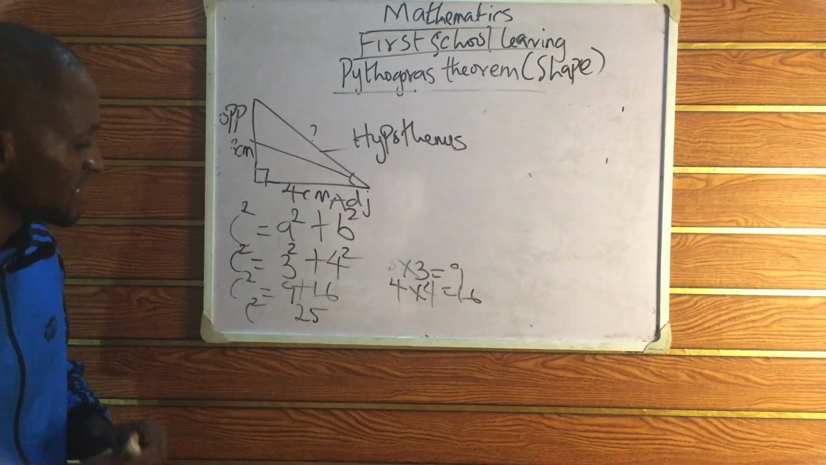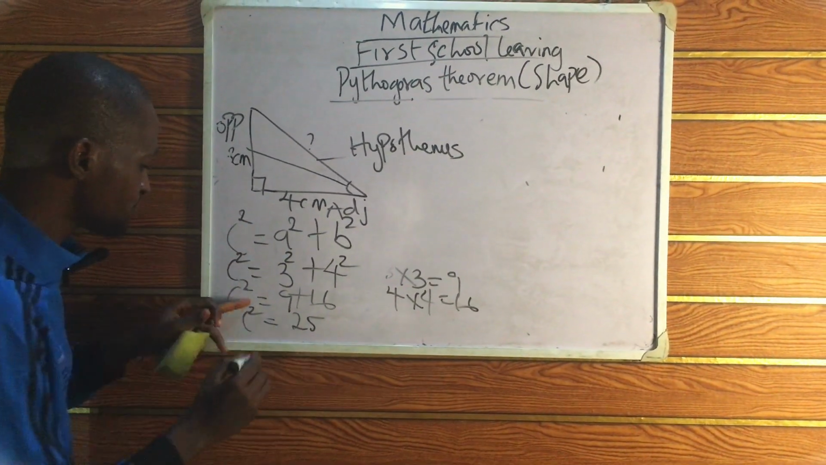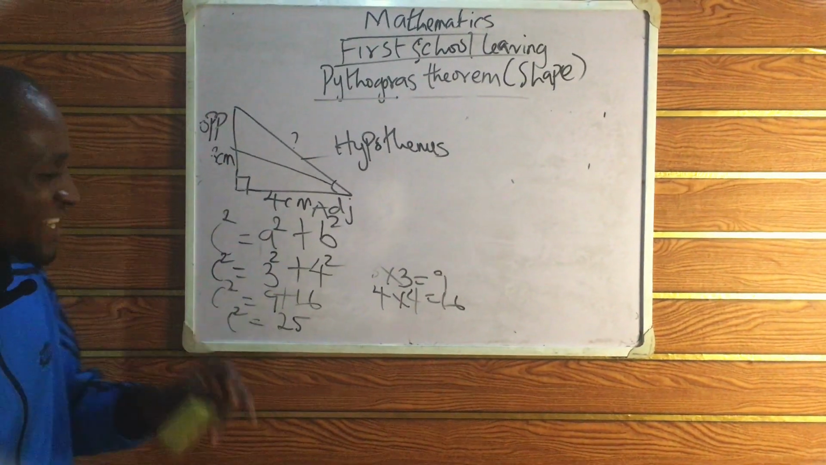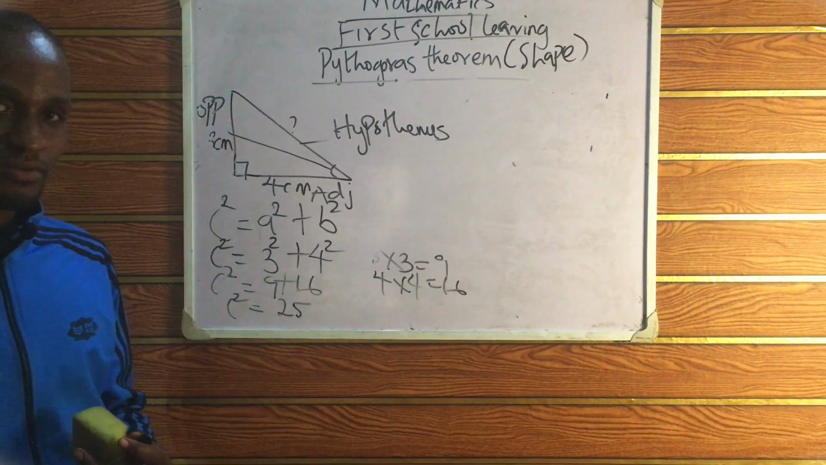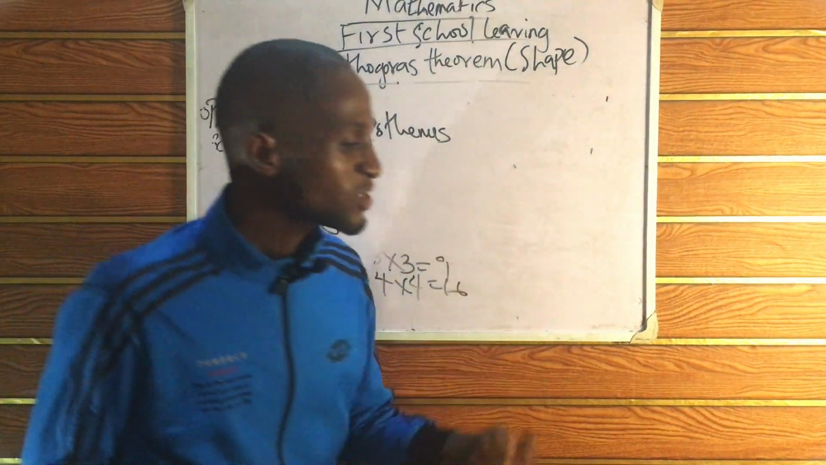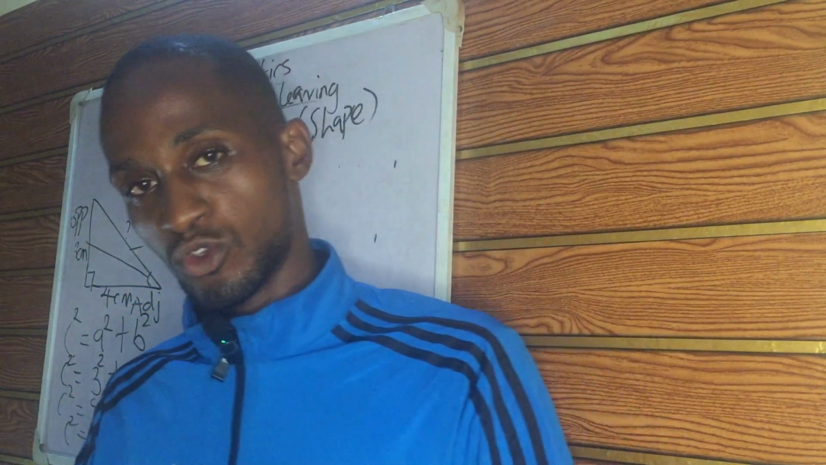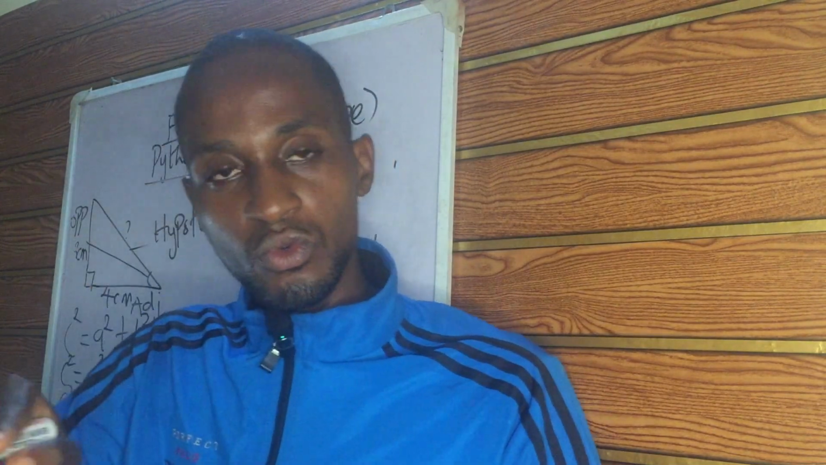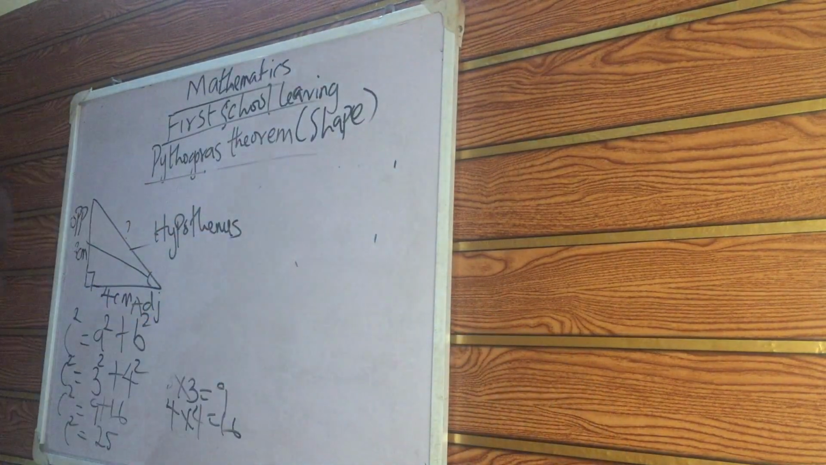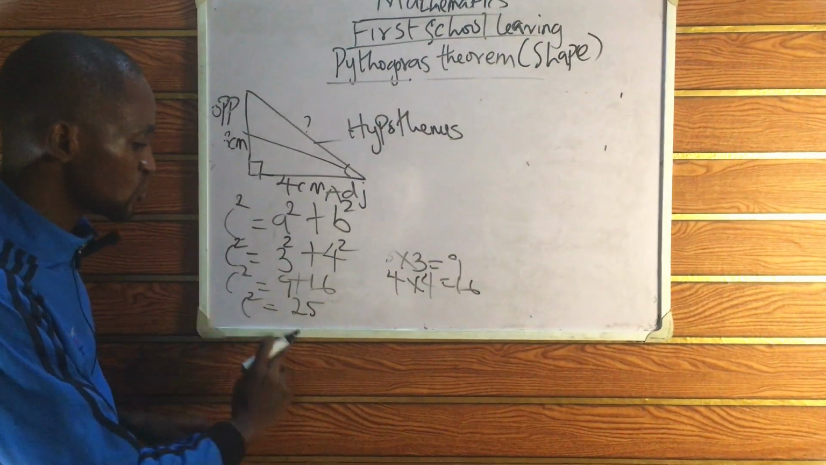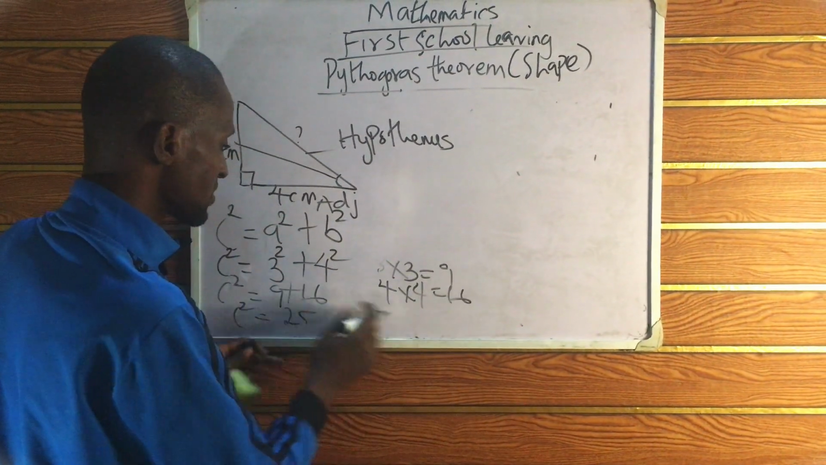So the rule says once you transfer a square to the other side, it becomes a square root. Let me say it again. Once you transfer a square to the other side, it becomes what? Square root. Square is 2, square root is 1/2. Are you with me? So let me show what I mean. I will transfer this thing to this side.